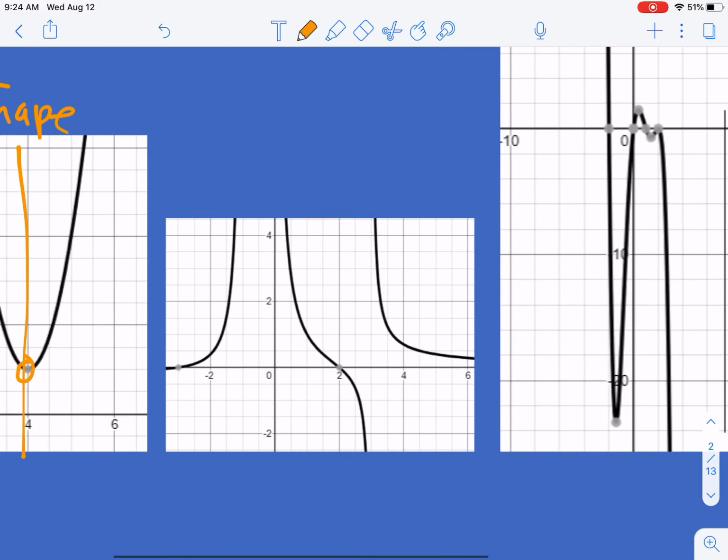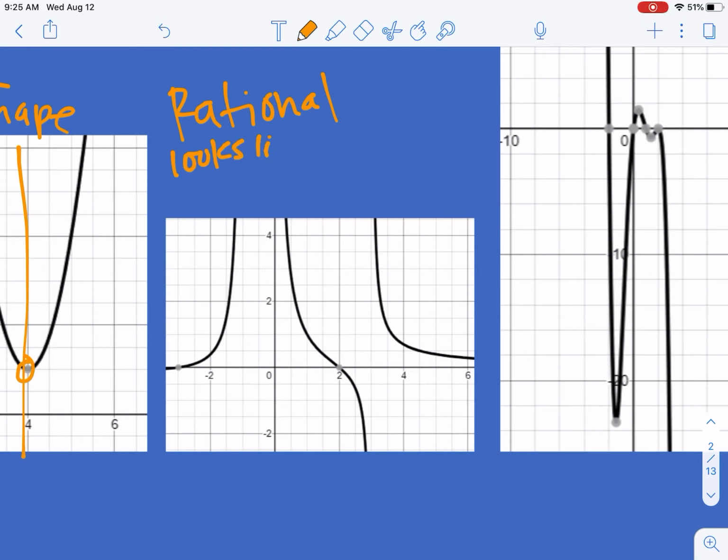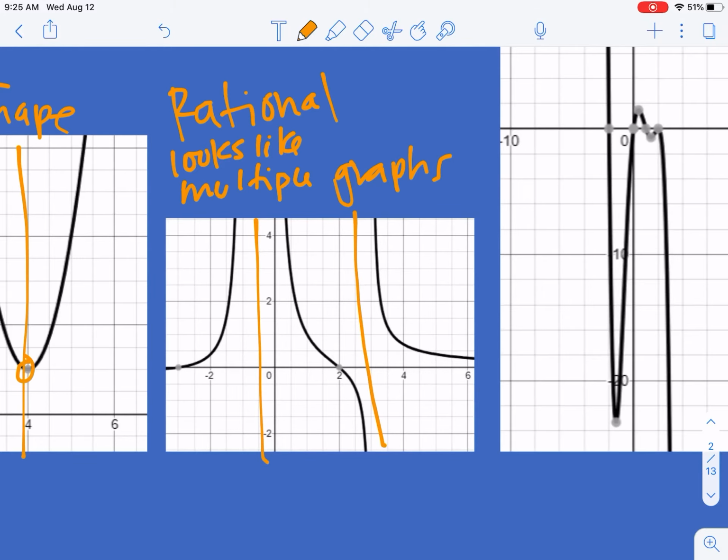As we scroll over, we decided that this one was a rational. And we knew that it was a rational because it looked like it had multiple graphs. And that look is created by some asymptotes. So we have an asymptote here, we have an asymptote here, and we actually have horizontal asymptotes going this way.